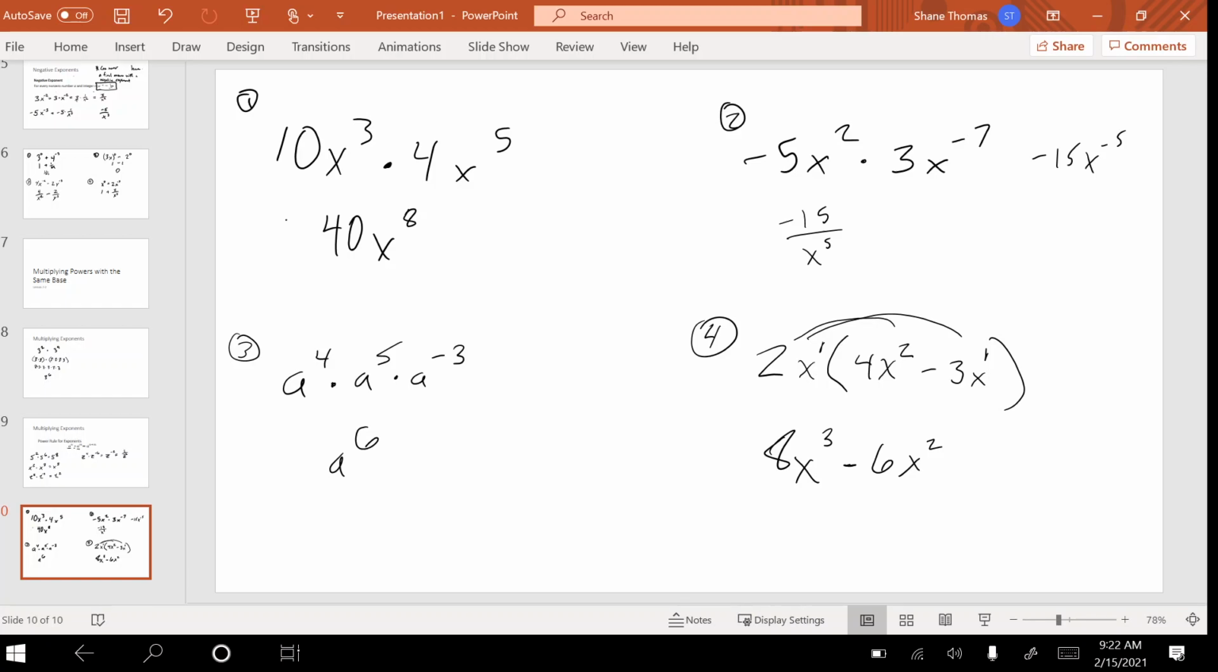Number 3, 3 over a squared? No, because there's no numbers out front. You made a number out front somehow. You put an A times A. No. You just add. It's a positive 6, so we don't have to take it to the bottom. What about the other ones? You just add the exponents. 4 plus 5 minus 3. 9 minus 3 is 6. That's all you got.